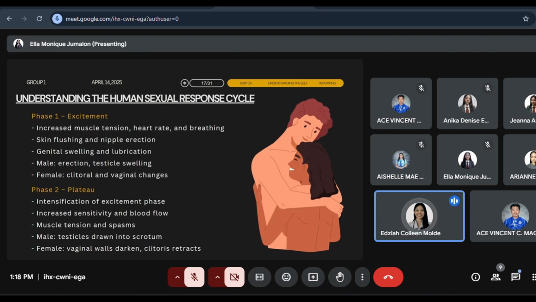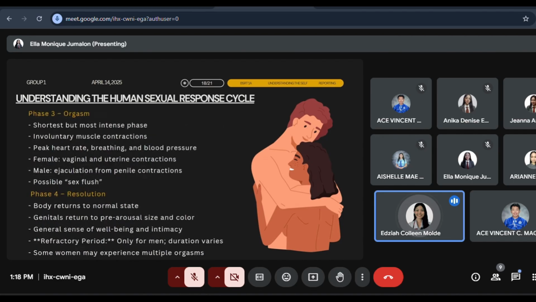Phase 3, orgasm, is the peak of the sexual response cycle and the shortest phase. It involves powerful involuntary muscle contractions and the release of sexual tension. In women, the vaginal muscles and uterus contract rhythmically. In men, these contractions result in ejaculation. Blood pressure, heart rate, and breathing reach their highest points. Some people may even develop a sex flush across their body.